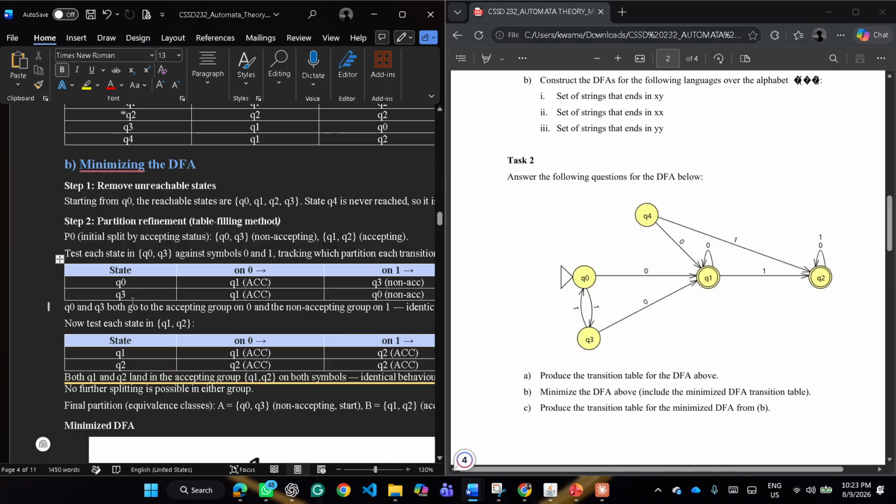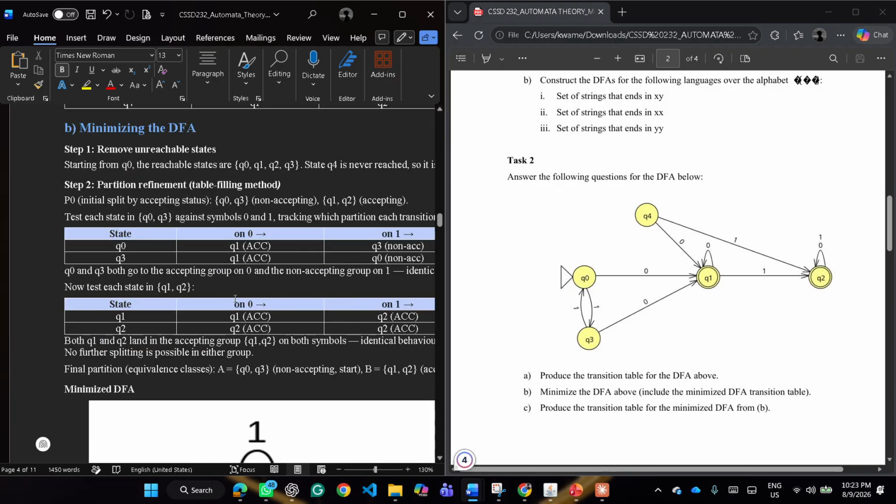Now let's go to Q3. Q3, and you receive an input of 0. Where do you go? Q1. What is that? It's an accepting state. If at Q3 you receive an input of 1, where do you go? You go back to Q0, which is what? Non-accepting state.